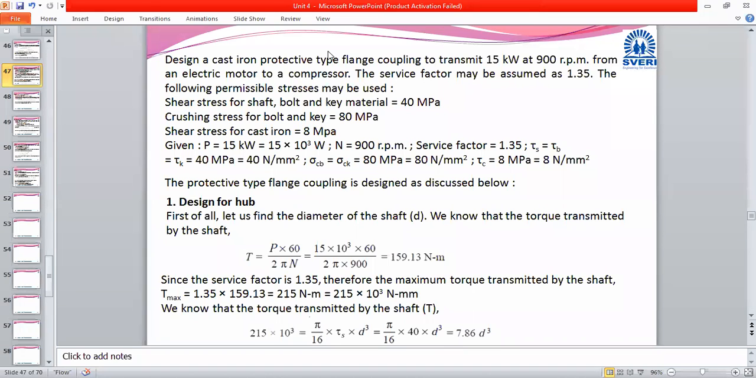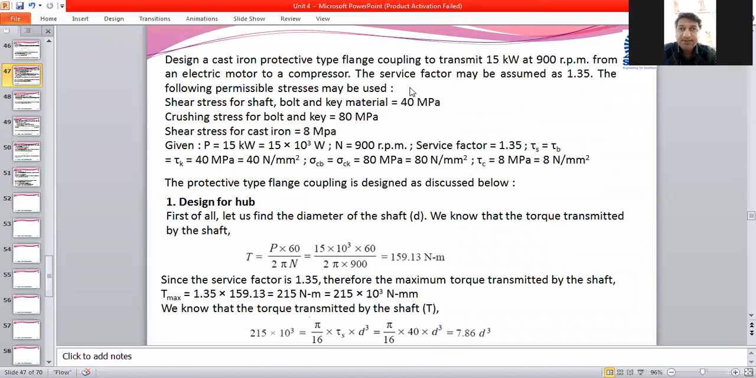Okay, we are going to read this problem statement. In this problem statement, it is mentioned that we are going to design one protective type flange coupling to transmit 15 kilowatt power at 900 RPM from an electric motor to the compressor. The service factor may be assumed as 1.35. The following permissible stresses may be used. First is shear stress.